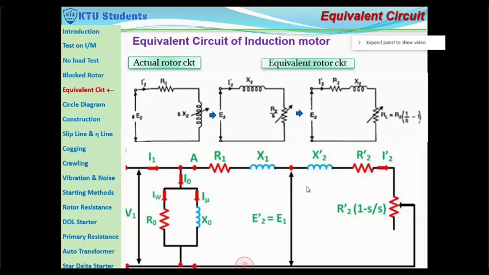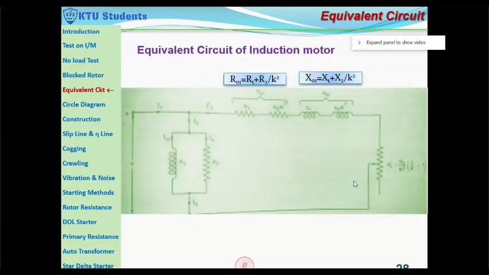If you refer everything to the stator side, you can see the stator resistance R1 and the stator reactance X1, and you can have the circuit like this. And this is the equivalent circuit. Next, we will move on to the circle diagram.